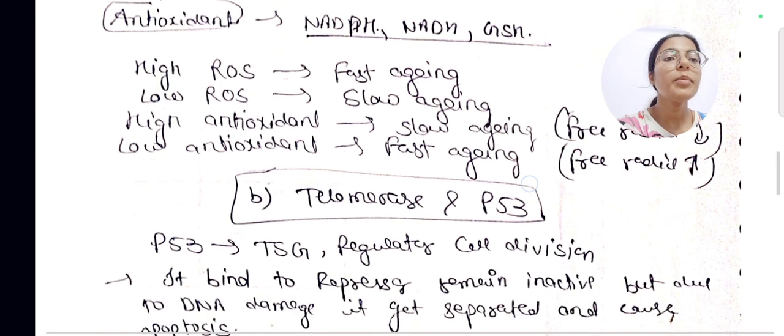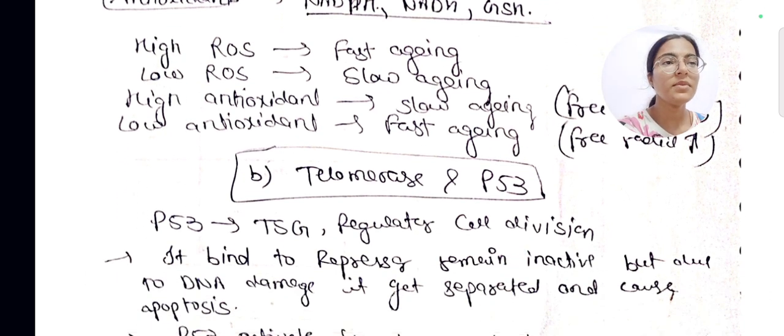Then we have part B of DNA repair enzymes, which is telomerase and P53. Basically, telomerase, I have also given you the information regarding this, that telomerase prevents the shortening of telomeres, which are the terminal ends of the chromosome. If telomerase is mutated, this will result in the shortening of telomeres, which in turn results in the aging of a person. Okay.